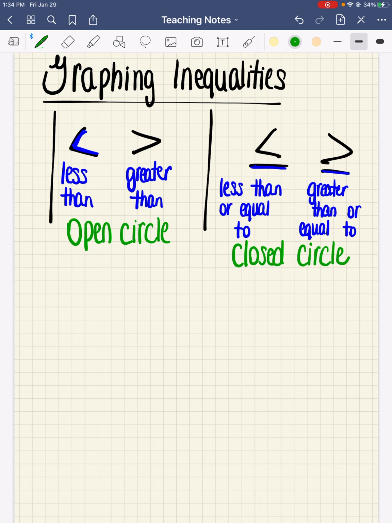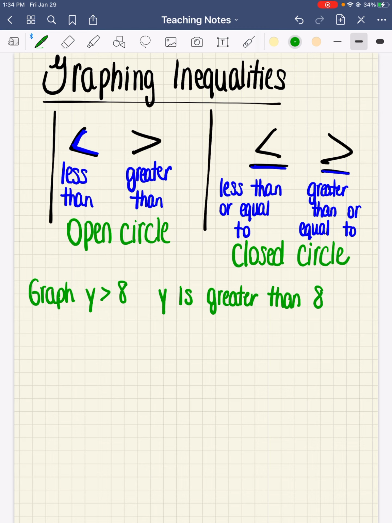So if I were to ask you to graph this inequality, let's first read it. Okay, so this is read, y is greater than 8. And I know it's greater than because I know that the symbol is not an L. I know that the mouth is open to the larger one, whatever trick you want to use there.